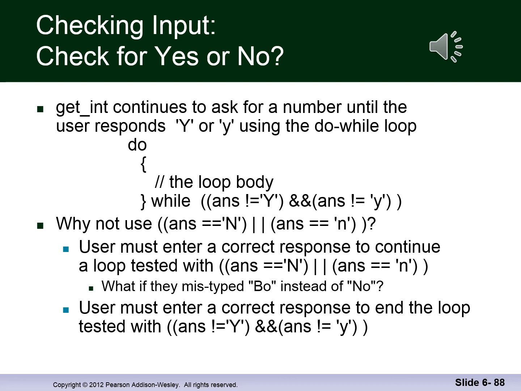A loop tested with capital N or lowercase n, if they mistyped BO instead of NO, and the B is right next to the N, it would cause a problem. The user must enter a correct response to end the loop.